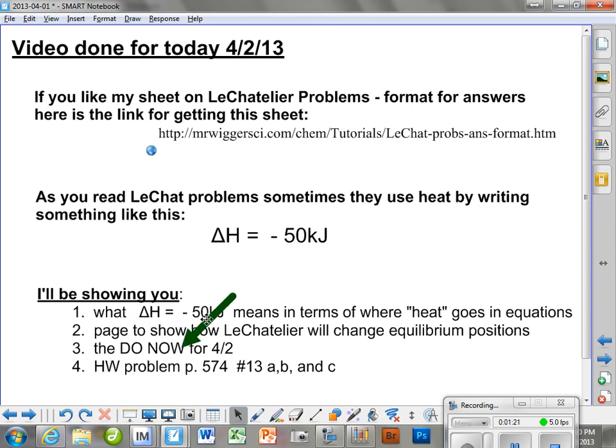The do now for today, and then a homework problem on page 574. I just added that little page number in there if you have our textbook, and the problem number. The homework problem that we're doing from last night is number 13 on page 574, A, B, and C. So hold on, here we go.